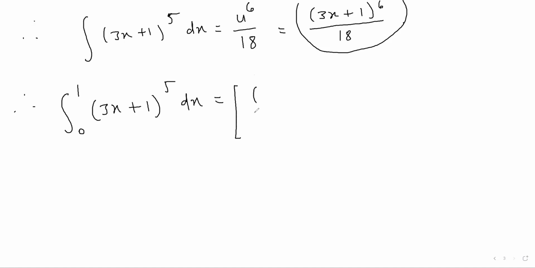It's equal to (3x plus 1) to the 6 over 18, which is the indefinite integral of this function, and we go ahead and evaluate this from 0 to 1. And how do we evaluate it? We've been through this before, how you evaluate.